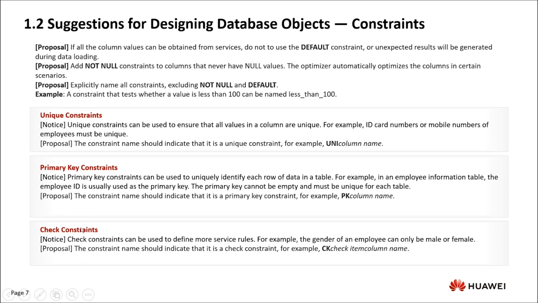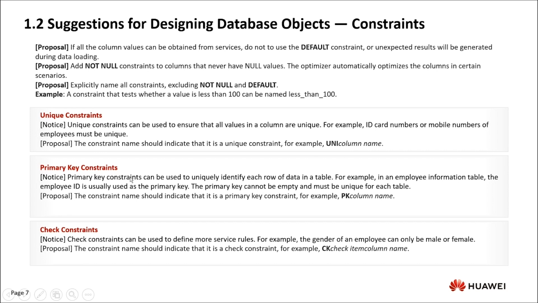And for constraints, we mainly focus on these 3 different types: unique constraints, primary key constraints, and check constraints. Unique key constraints can be used to ensure that all values in a column are unique. For example, the ID card numbers or mobile phone numbers of employees must be unique, and we can name it like UNI and with a column name.